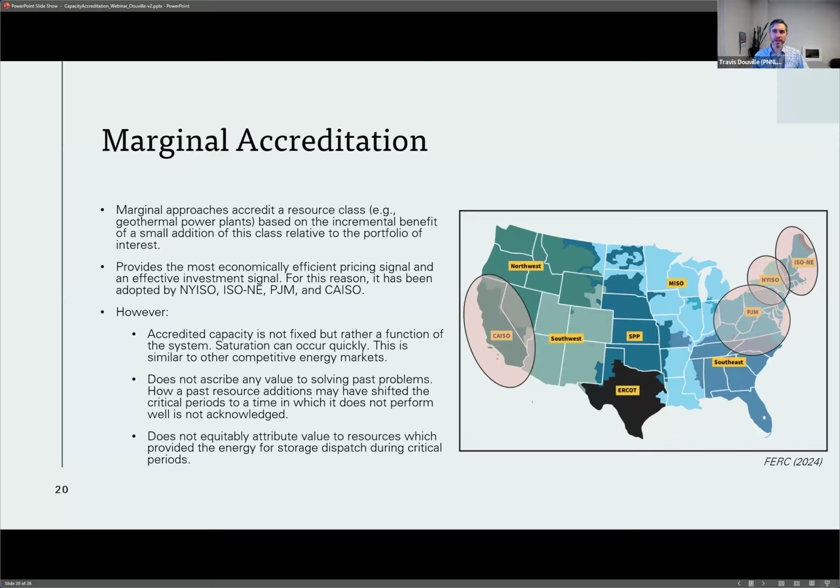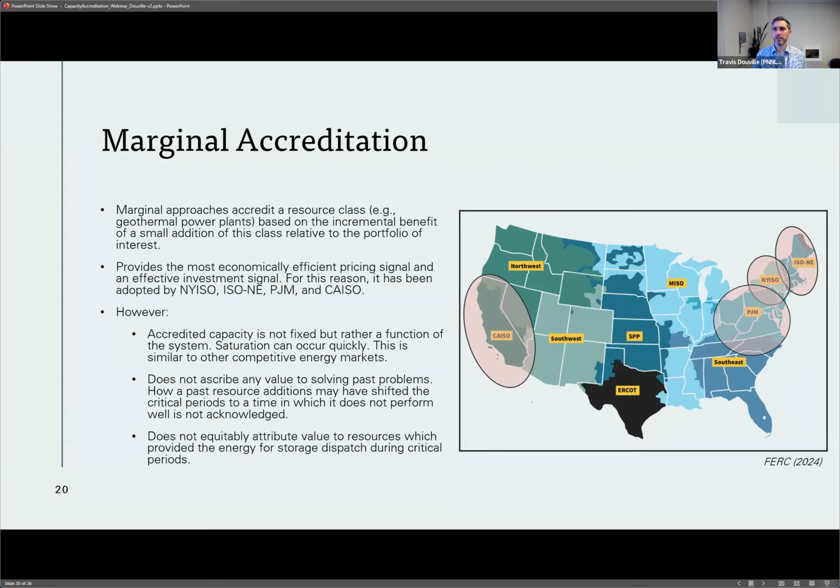Finally, if a resource is providing energy to a storage asset, it will not be rewarded equitably for the capacity contribution that energy enabled. Storage can be dispatched in a new net load peak. That energy contribution, which is so critical to the capacity offering of a storage asset, simply isn't acknowledged, even though storage can shift that energy around by the marginal method. So these are some of the drawbacks.